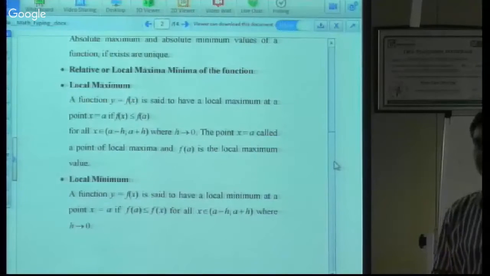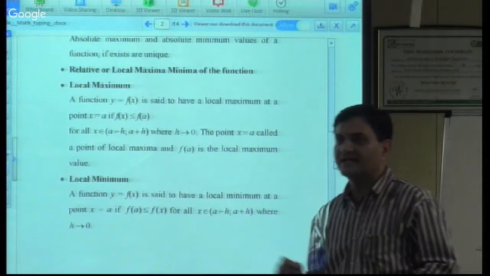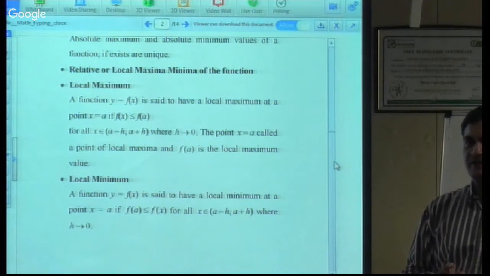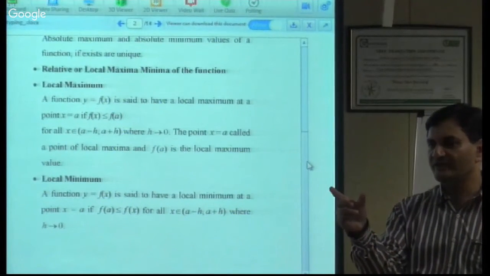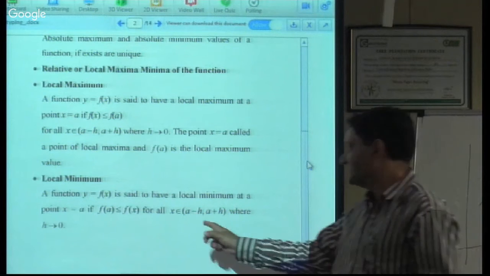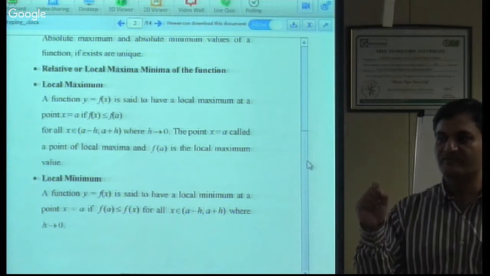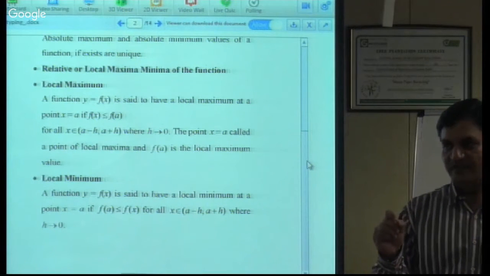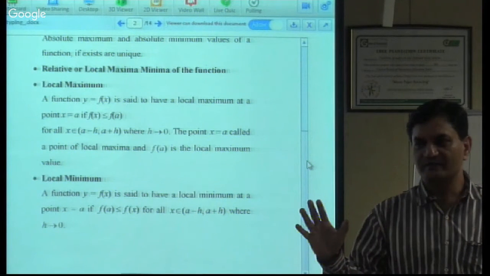Now similarly, for a local minima, the definition is similar. A function y equal to f(x) is said to be a point of local minima if the value of the function at a is less than or equal to the value of the function f(x) for every x around a, you can say, for every x in the neighborhood of a. So that's the reason x belongs to (a minus h, a plus h), where h is a small positive quantity, or you can say h is positive tending to 0. So this is the definition of local maxima and local minima. Next, please.